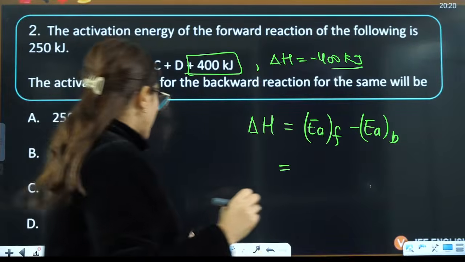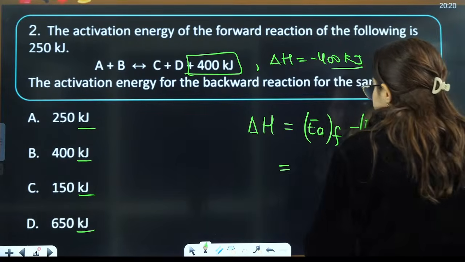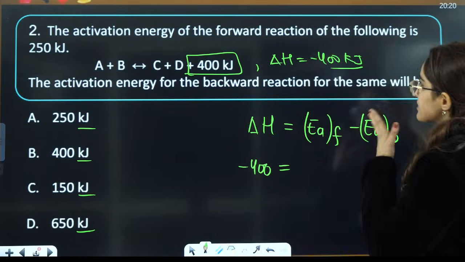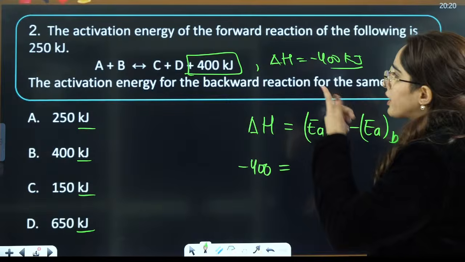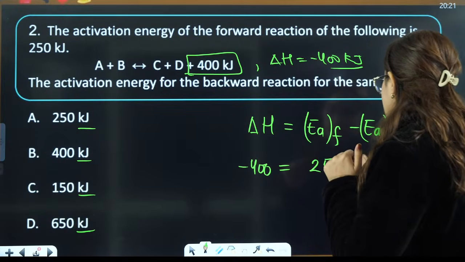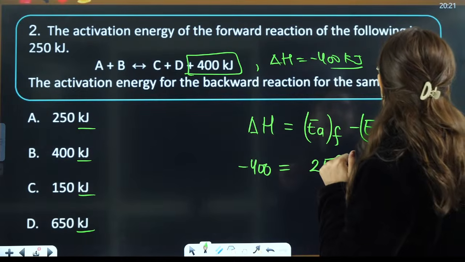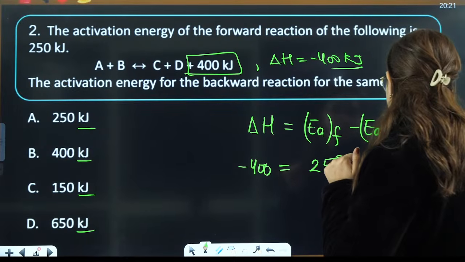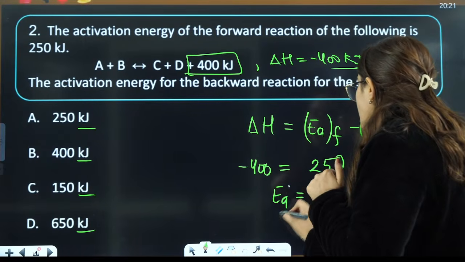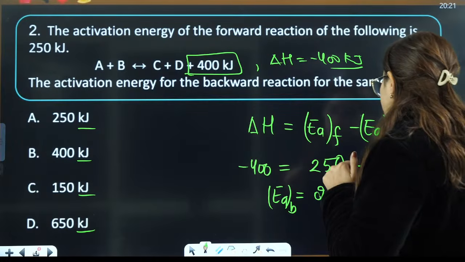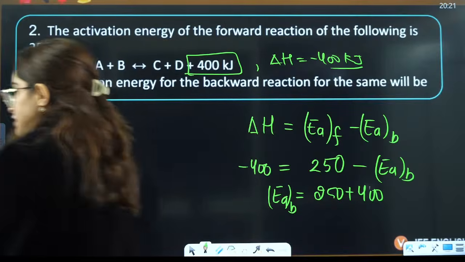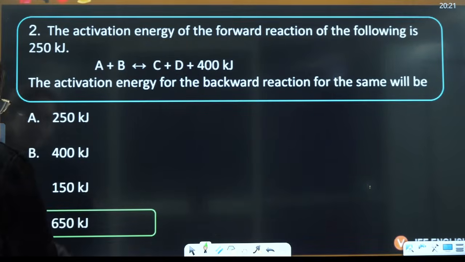So these are easy questions. If you see, this is minus 400. Here the activation energy of forward is 250, and they have not given you backward, so we'll calculate the backward. It will come as the activation energy of backward equals 250 plus 400, that is going to be 650 kilojoules.